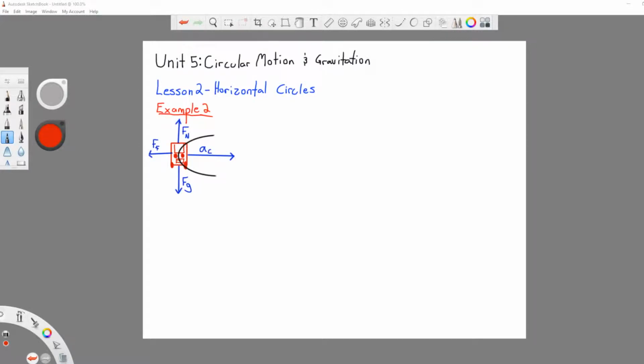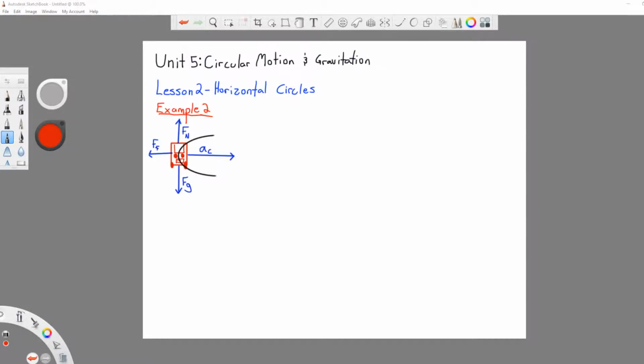All right, welcome to Unit 5 on circular motion and gravitation, lesson number 2 on horizontal circles. And in this second example, we are talking about a car trying to turn a corner. All right, and with that said, we're going to jump right into this question. There's not a lot of extra information needed to solve this.